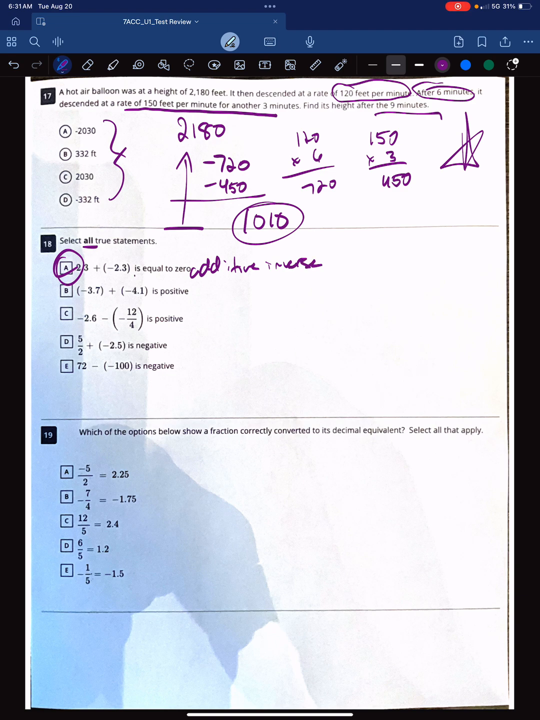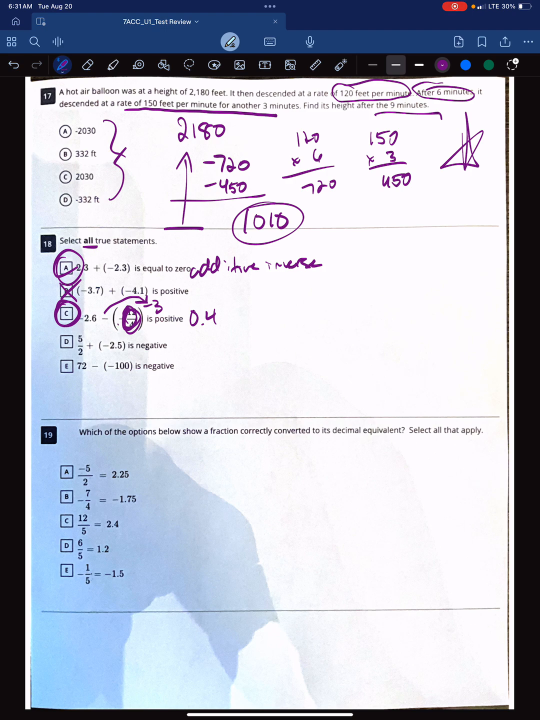B, negative 3.7 plus negative 4.1 is positive. No, it's not. That's still negative because I've got two negatives, so that's not going to work. C, negative 2.6 minus negative 12 over 4 is positive. Well, negative 12 over 4 is a negative 3. But there's a negative sign on the outside, which is going to distribute. So this is going to be 0.4, and that is a positive result. So we're going to have that being true.